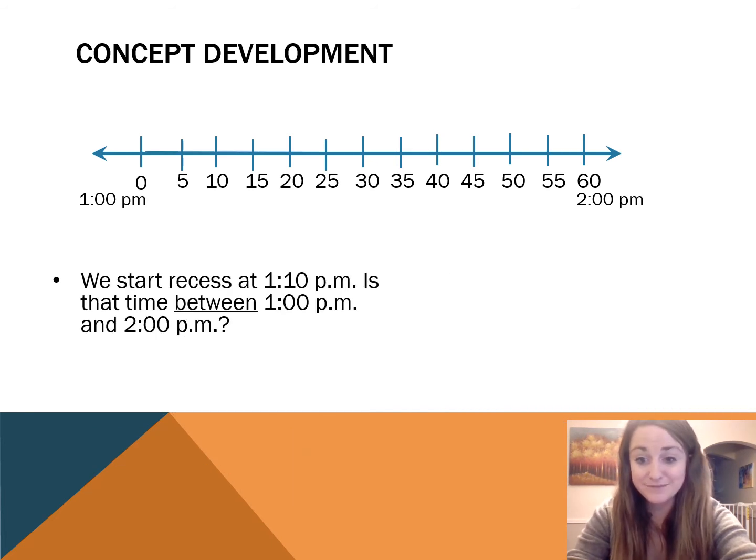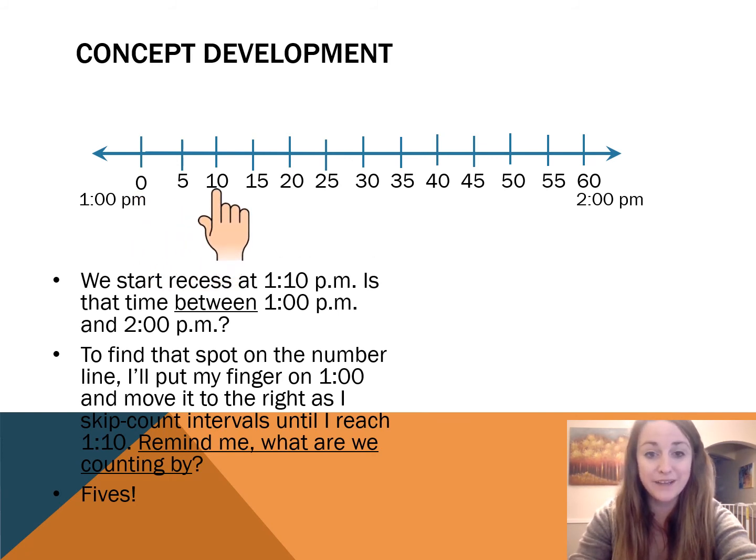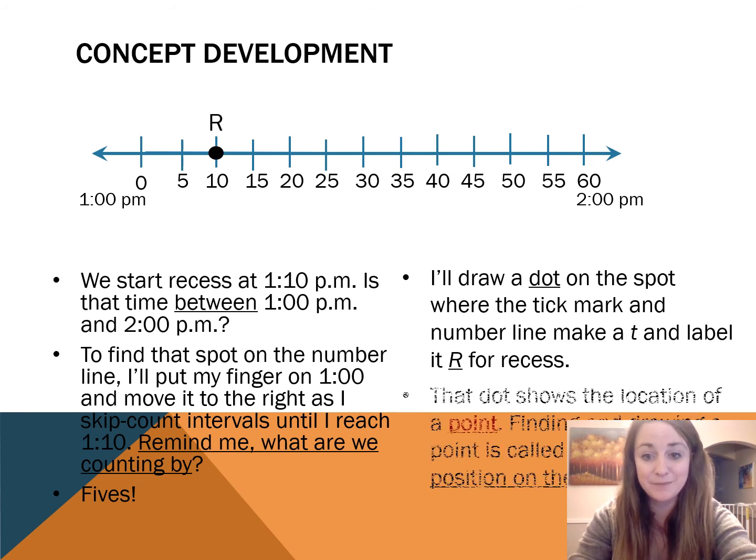Let's imagine we start recess at 1:10. Is that time between 1 o'clock and 2 o'clock? Yes, it is. So to find that spot on the number line, I'll put my finger on 1 o'clock and move it to the right as I skip count intervals until I reach 1:10. Remind me, what are we counting by? 5s. So 1:05, 1:10. I'll draw a dot on the spot where the tick mark and number line meet, and label it R for recess.